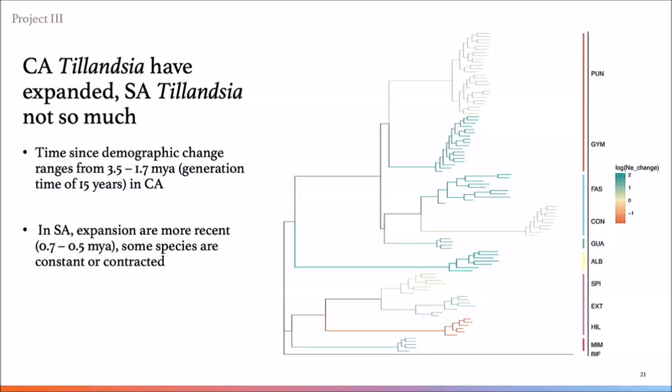And this has to be taken with a grain of salt, of course, but when we use a generation time of 15 years and try to understand when this exactly happened, we get expansions that range between 3.5 to 1.7 million years ago, which is in the range of the origin of the clade as well. So it seems to make a little bit of sense in terms of the history that has also been discovered previously.